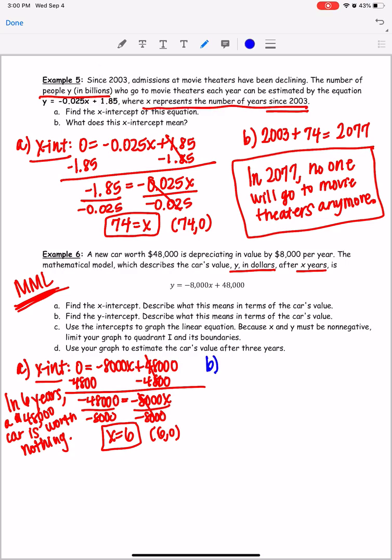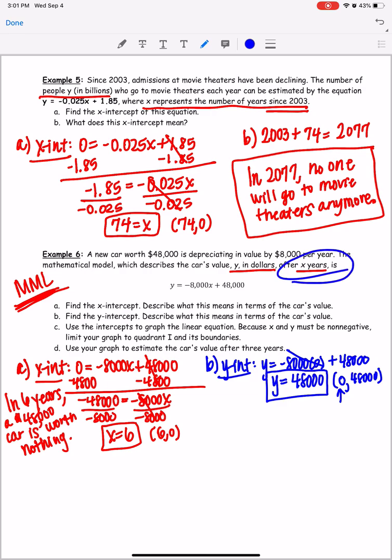Okay, so B, find the y-intercept. For the y-intercept, we're going to let x equal 0. So that means we've got y equals negative 8,000 times 0 plus 48,000. Well, 0 times anything goes away. So we've got y equals 48,000. Again, it doesn't say as an ordered pair, so that's acceptable, but that would be (0, 48,000).